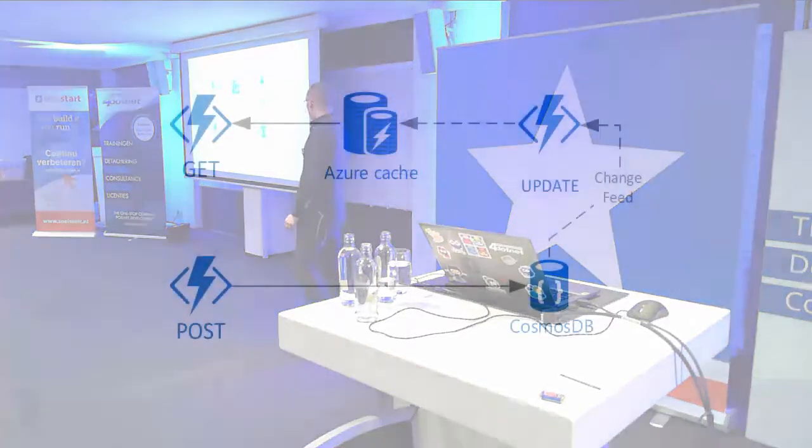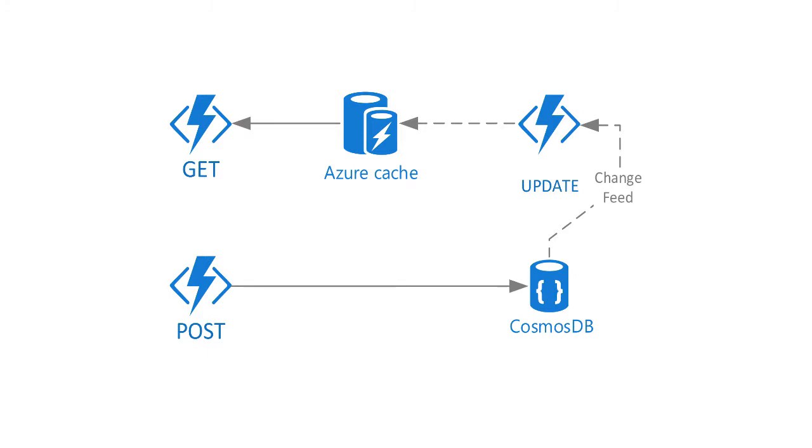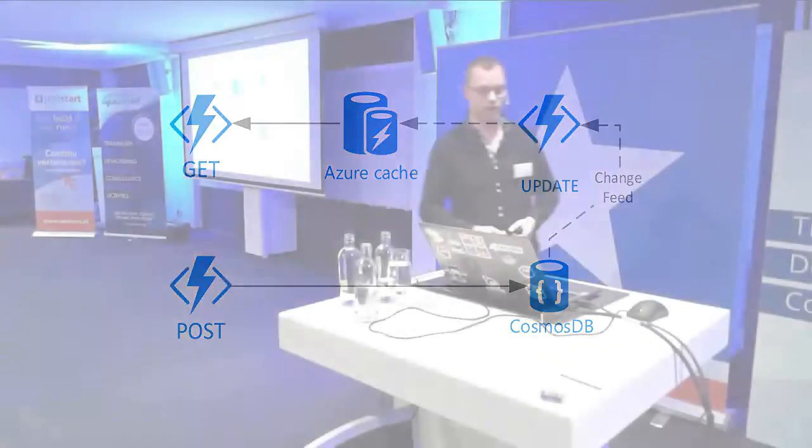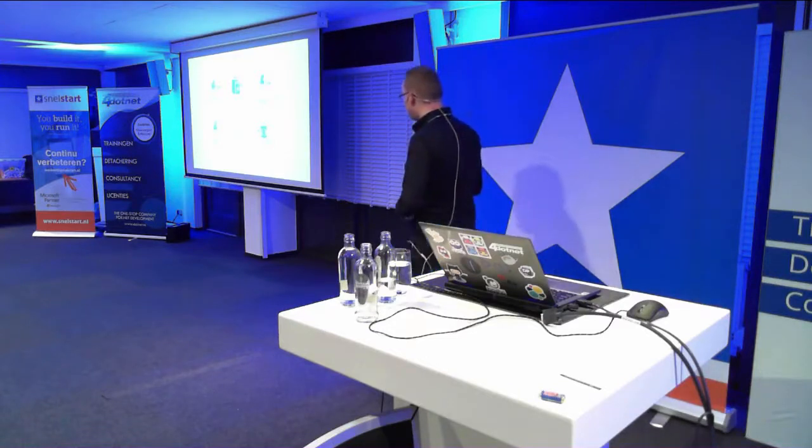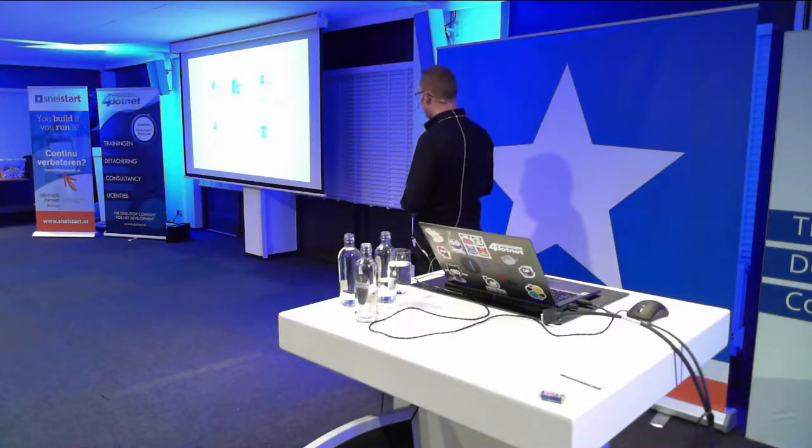So what I came up with later, using the change feed, in this diagram, is having the change feed and having an Azure function being triggered by the change feed and updating my Redis cache. This is a bit more awesome because now I finally have my cache and I have used the change feed. This looks a bit better.